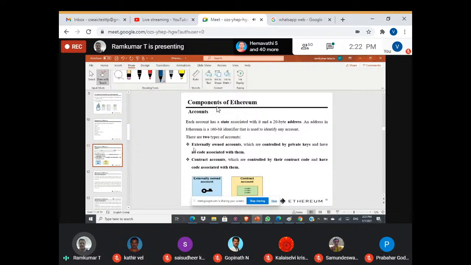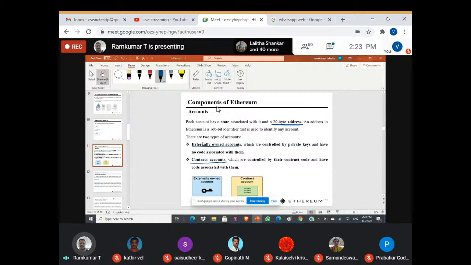One is called an externally owned account, and the second one is called a contract account. First of all, each account is handled by using a 20 byte address. Now in Ethereum, I'm talking about Ethereum, whenever I have an externally owned account, what does it mean? If I have an account, that is what we call an externally owned account.